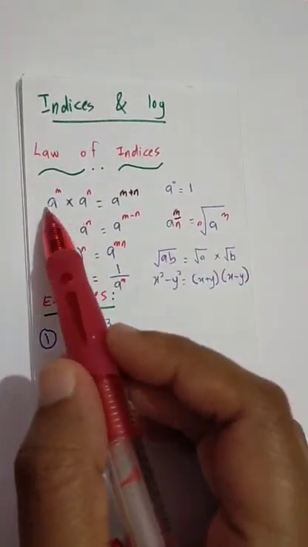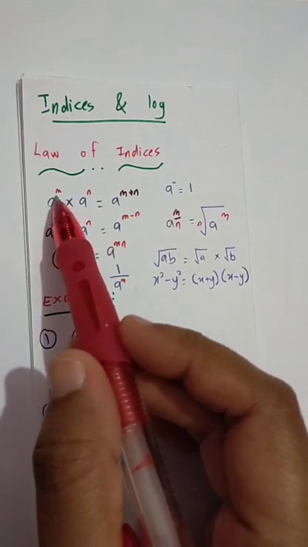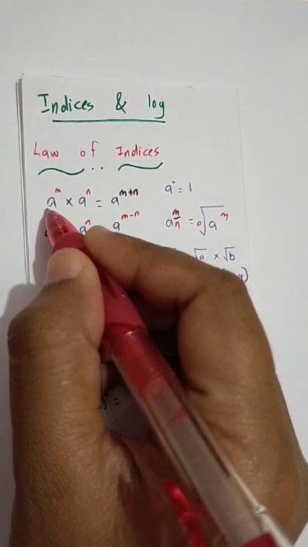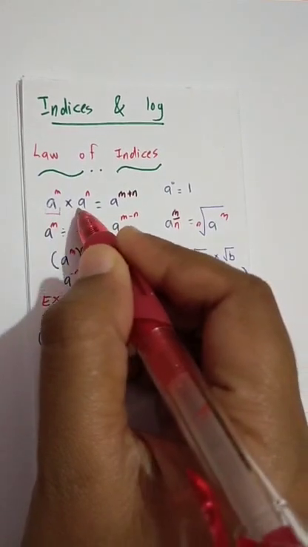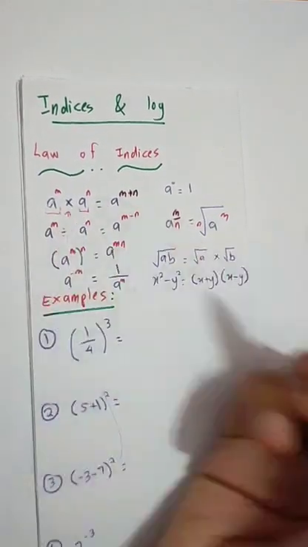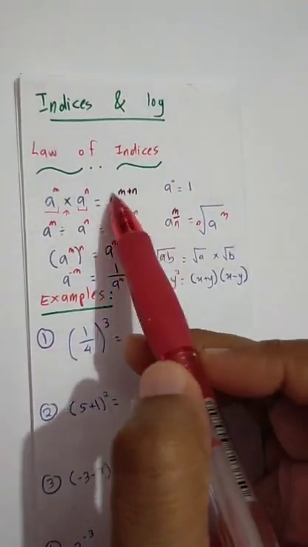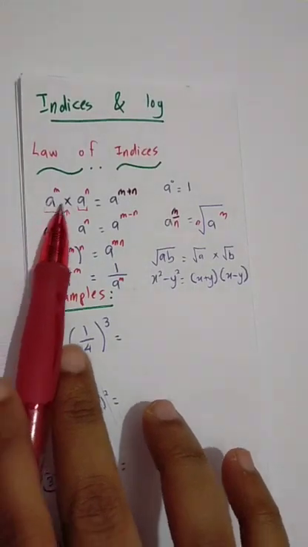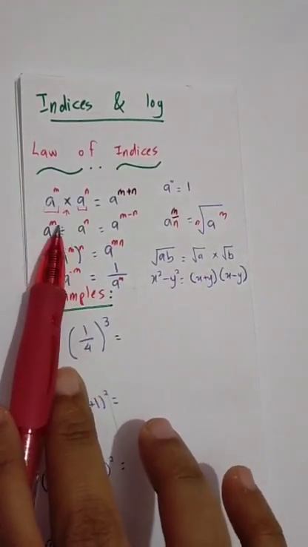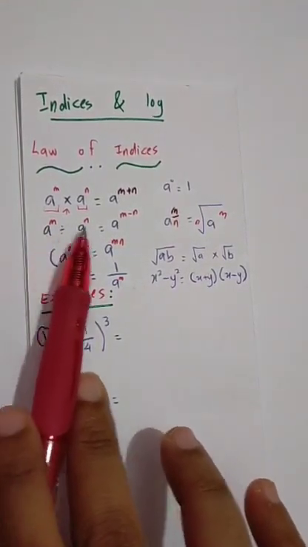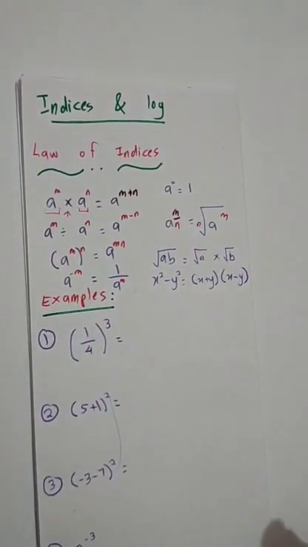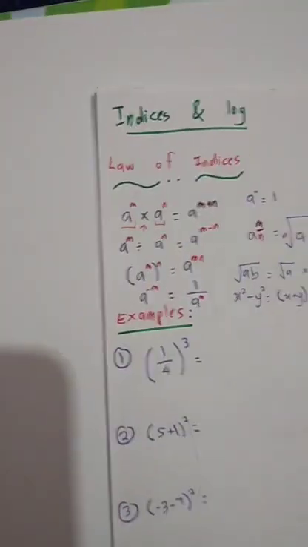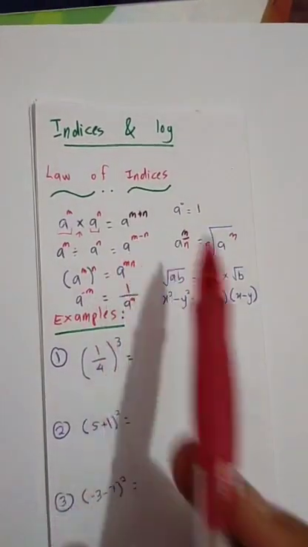First, if you have a multiplication of a to the power of m multiplied with a to the power of n, please make sure the bases here are the same and it is a multiplication. You will have to add the powers. And if the same thing appears but it is a division, the base is the same, a and a, let's say x and x, y and y, you have to subtract the powers.